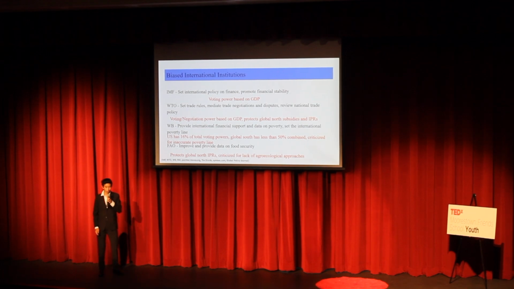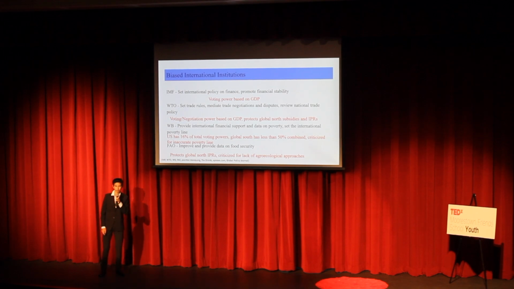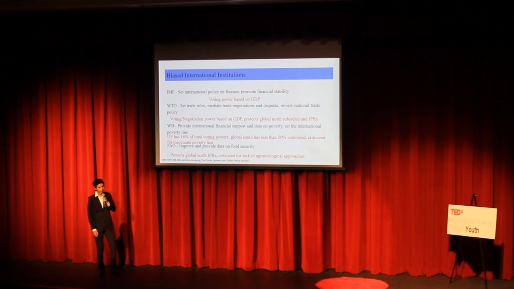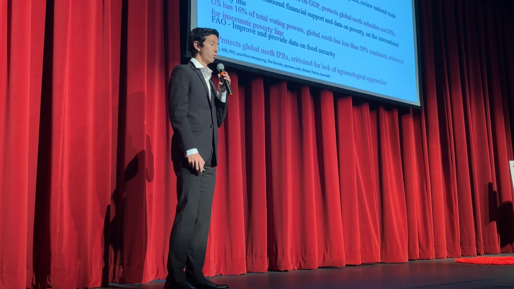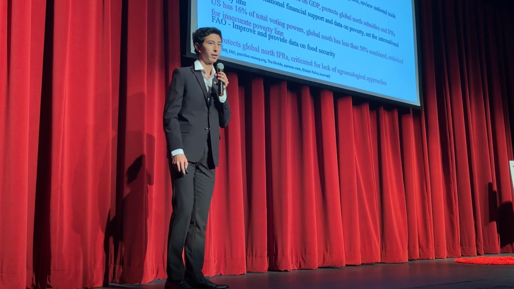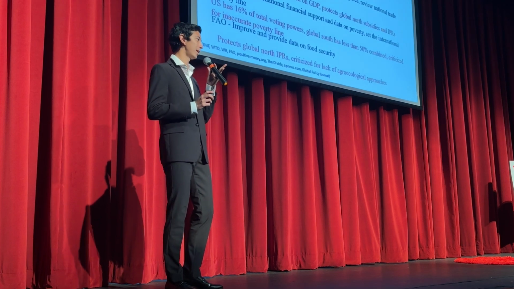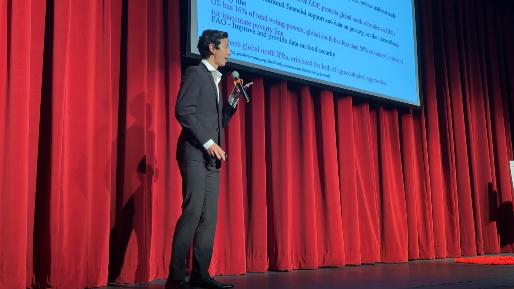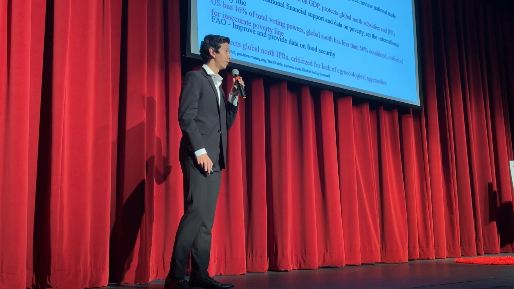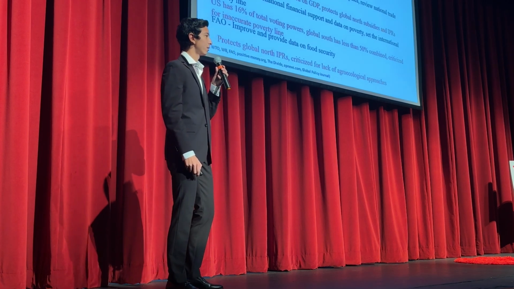For example, in the World Bank, the US alone has 16% of all voting power, and it also has the ability to veto any law it deems it doesn't want. Meanwhile, the entire global south, which encompasses 85% of the human population, and I will say it again, 85% of the human population, has less than 50% of the vote in that organization combined.